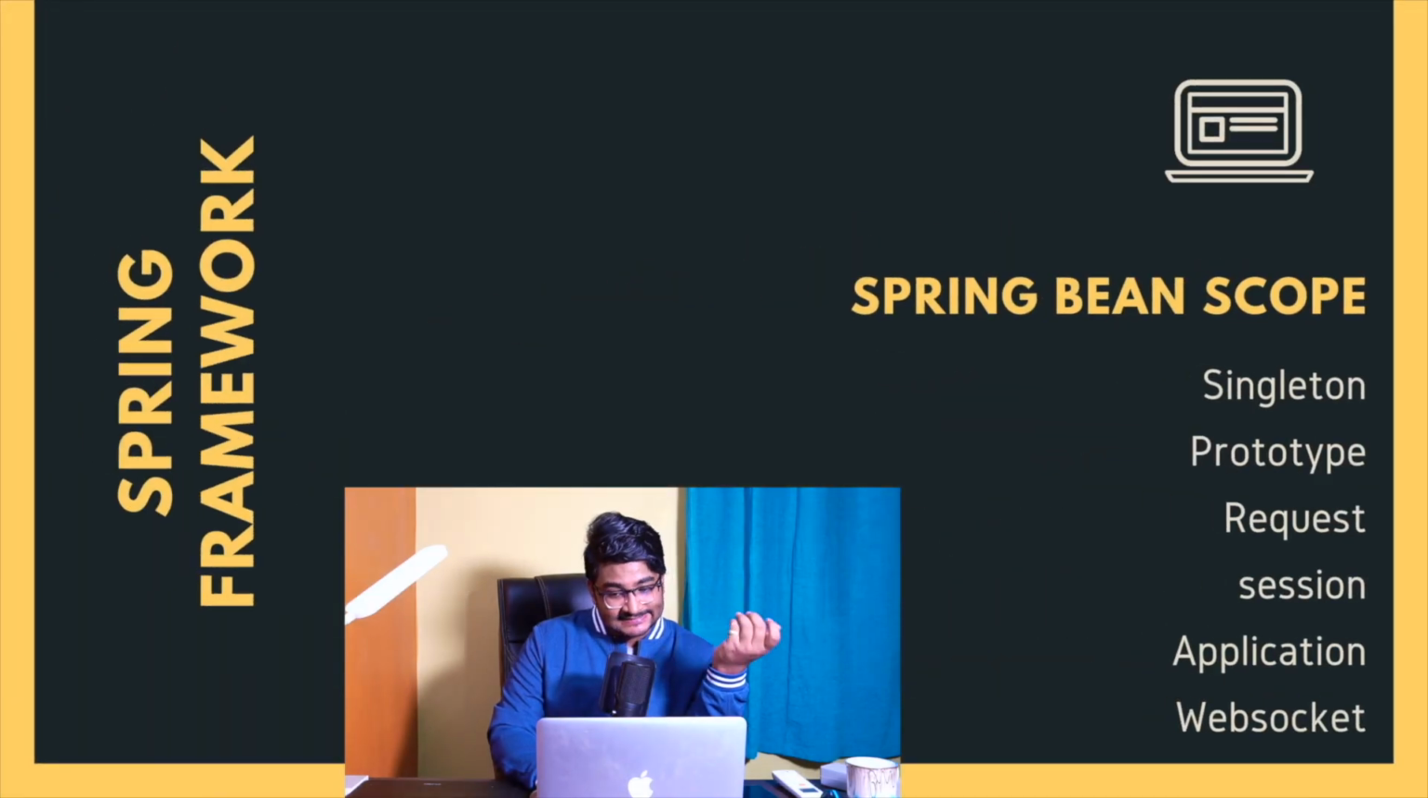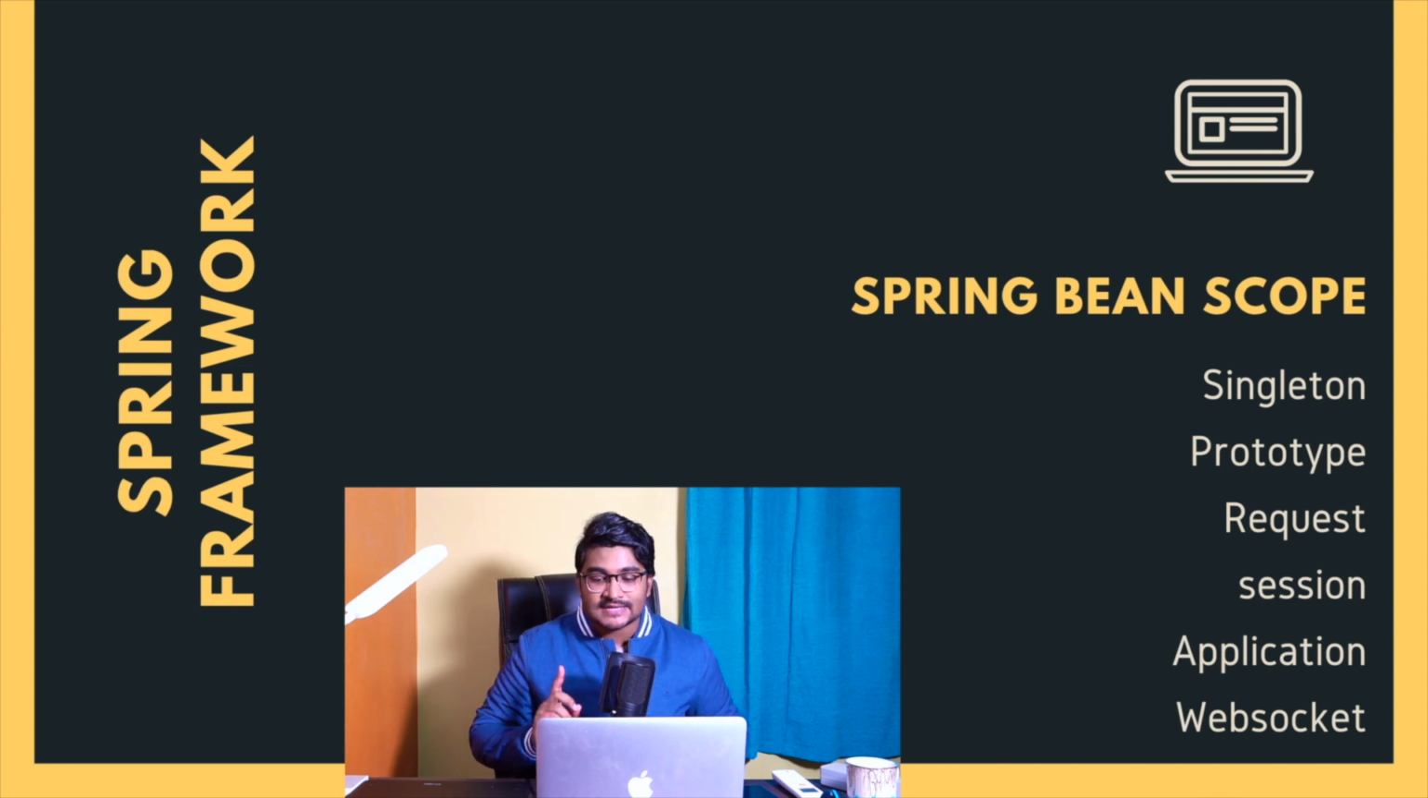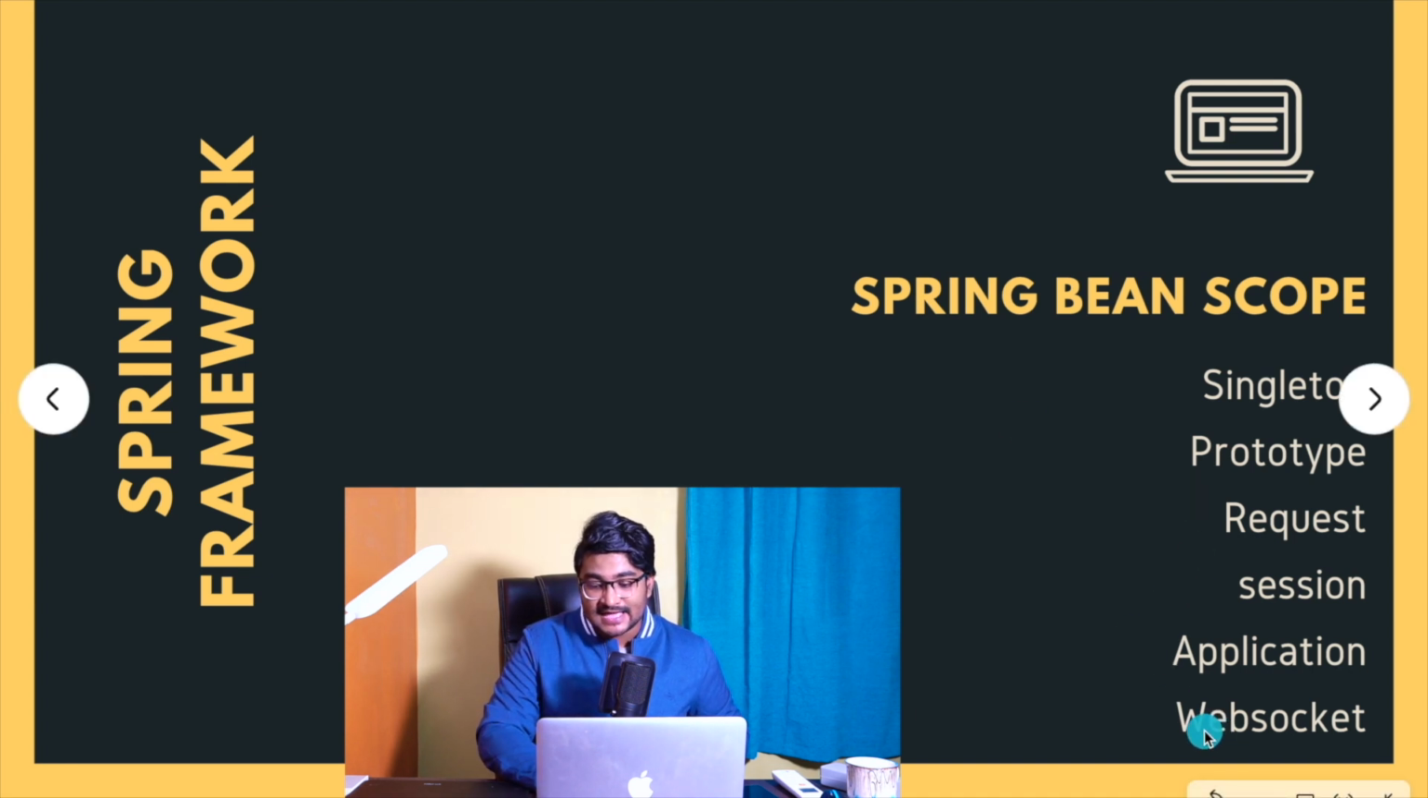All right, so this is, as I said, one of the very important topics for your interview and also for your real-time project. So do not skip it. You have to understand this particular topic, and as I said, it is very important. So let's see what I'm going to cover in this particular tutorial. First of all, we have 6 different bean scopes, starting from Singleton, prototype, request, session, application, and WebSocket. As you can see, I'm going to cover everything in this particular tutorial.